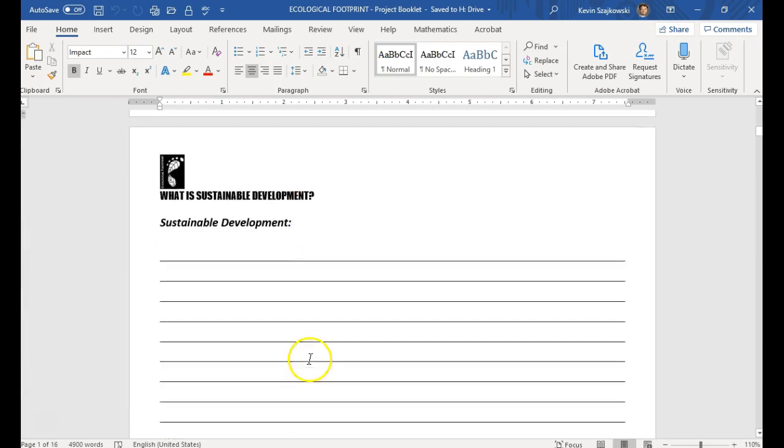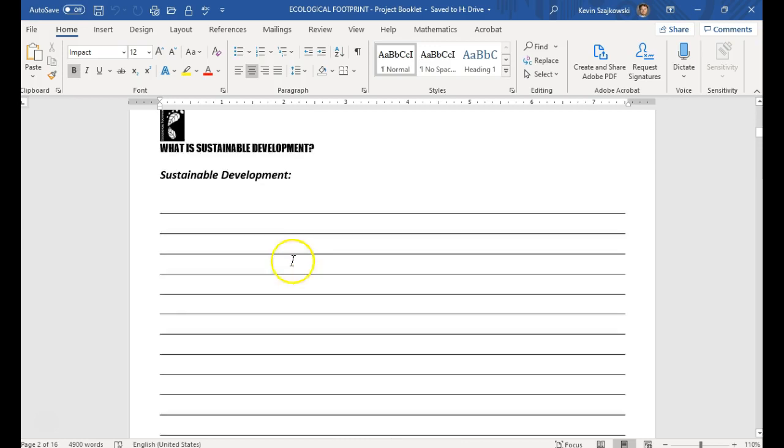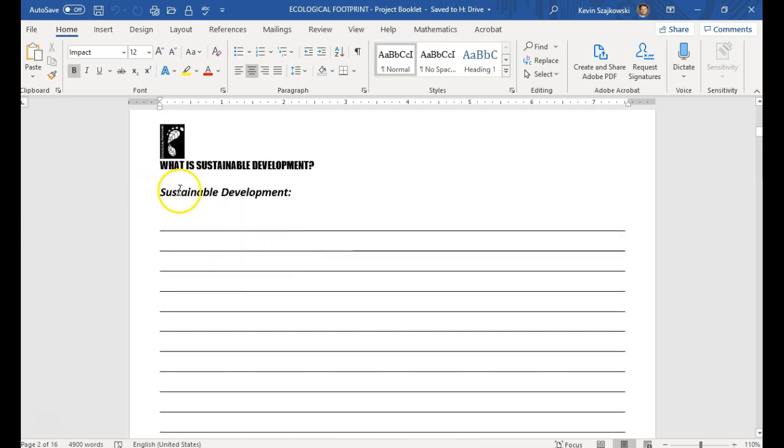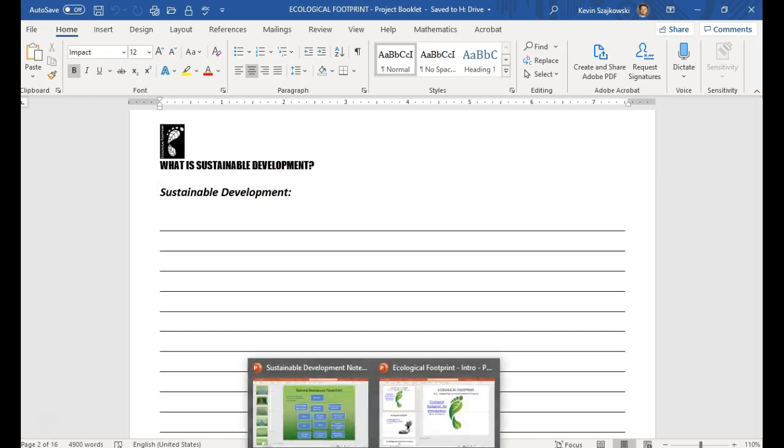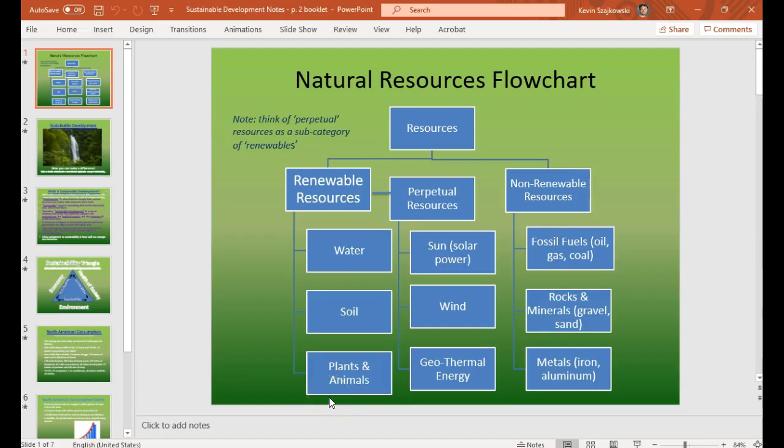Okay. Now, the second page is a space that has been dedicated for you to make notes on a concept that is called sustainable development. That particular concept has its own PowerPoint, and it's right below where this file is on our website. And so when you open this PowerPoint, you're going to start with just a quick review of the flowchart, similar to the one that we had made way back at the beginning of Unit 2, when we were just learning about how resources can be categorized.